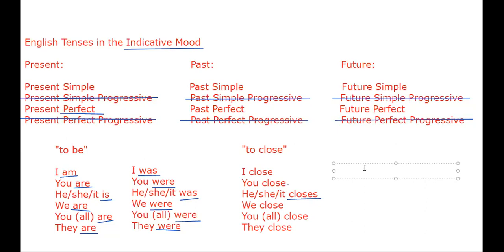But for the past, it would be I closed. Notice how there's a D there. I closed, you closed. And it's really just the same everywhere, but I'll type it all out anyway. And the future tense is just ridiculously easy to conjugate. You just put will in front of the verb, but I'll show you that in a moment.